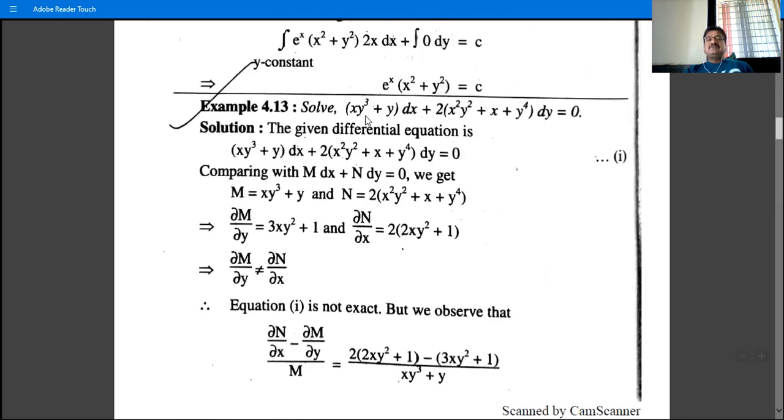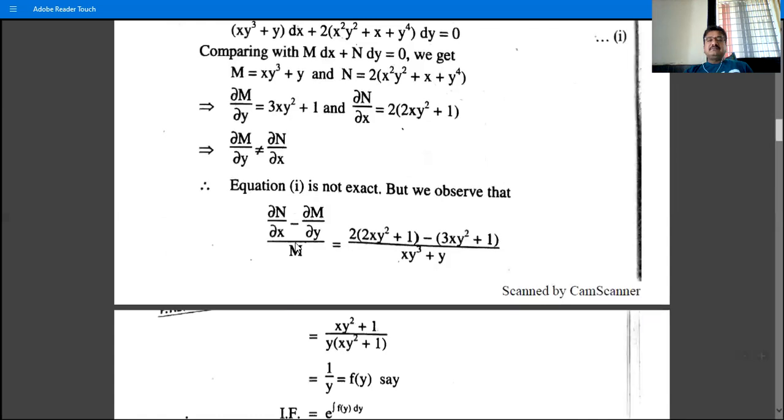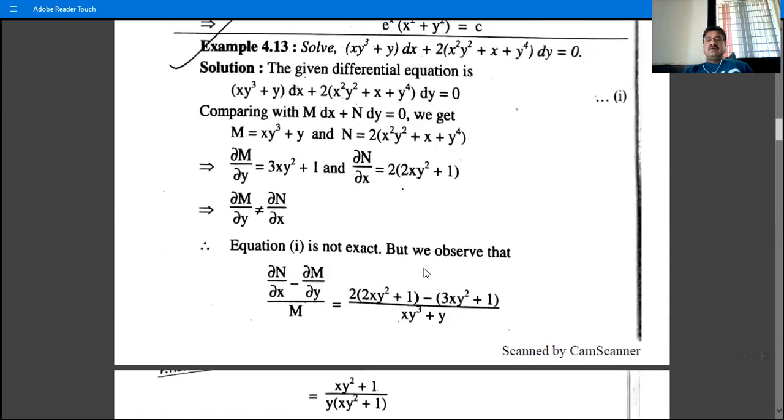The next example: (x y cube plus y) dx plus (2 x square y square plus x plus y raised to 4) dy is equal to 0. Comparing with M dx plus N dy is equal to 0, we get M as this and N as this. Del M by del y: x is constant, the derivative of y cube is 3y square, plus 1. Del N by del x: 2 as it is, the derivative of 2x square is 2x, y square constant, plus the derivative of x is 1, and the derivative of y raised to 4 is 0. We observe that del M by del y is not equal to del N by del x, so the given differential equation is not exact.